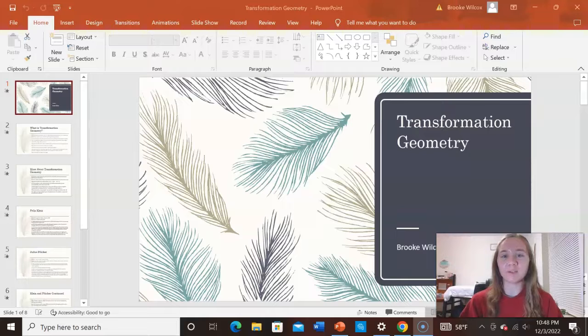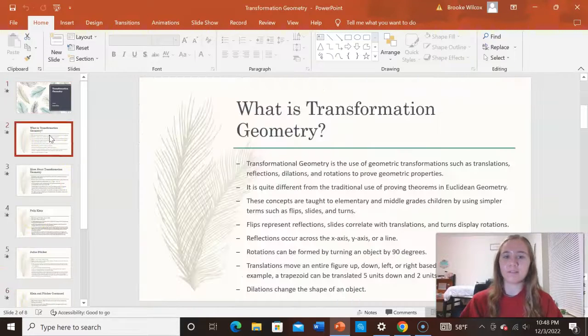So today we're going to talk about transformation geometry. Let's see, what is transformation geometry? Transformational geometry is the use of geometric transformations such as translations, reflections, dilations, and rotations to prove geometric properties. It is quite different from the traditional use of proving theorems in Euclidean geometry.